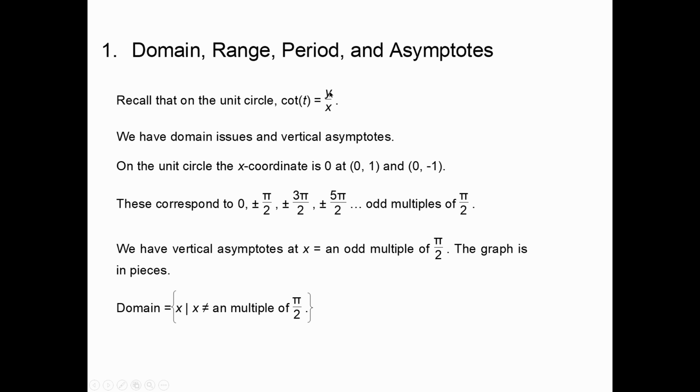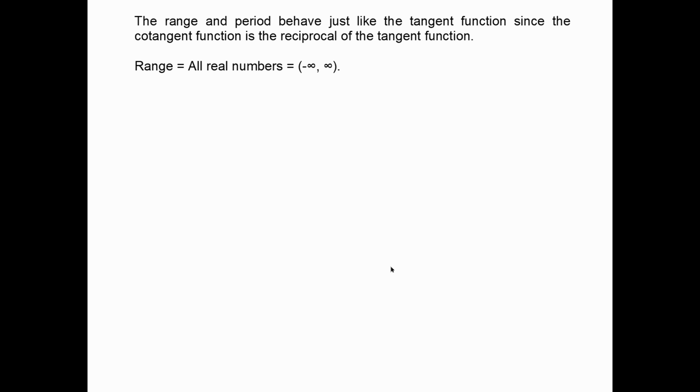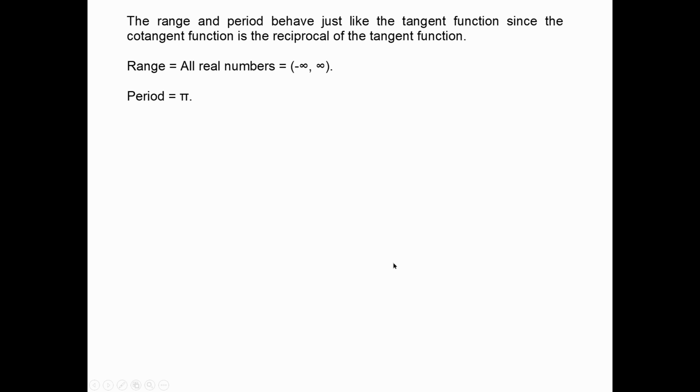Now, just like the tangent is y over x, the cotangent is x over y. The reciprocal of a real number is another real number. So the range is just like the tangent. It's all real numbers. The period is pi because tangent and cotangent use both x and y, so it cuts the circle in half.